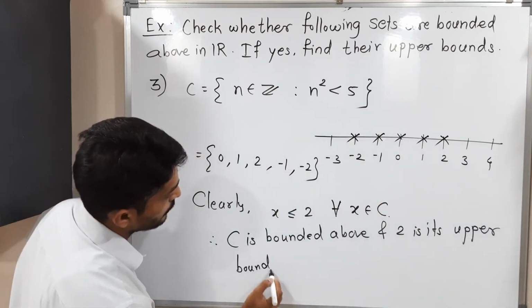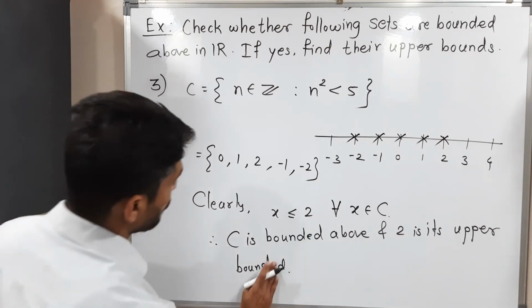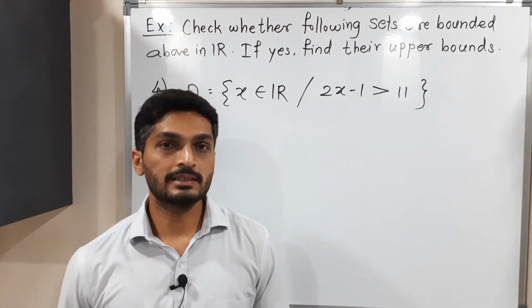Okay, so in this way we solve this example. Upper bound, so not bounded, it's upper bound. Make a screenshot of it, then we will go further. Let us discuss this next set D.